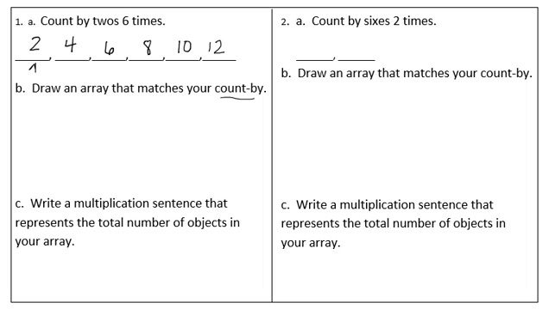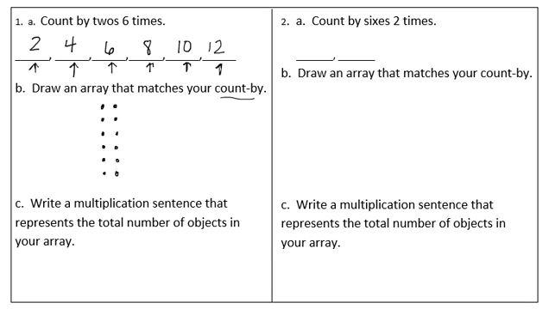Well, I know that when I skip count, each number shows another group of 2. So my array is going to show those groups of 2. Each group is going to be a row by itself. So I have 2, another row of 2 is 4, another row is 6, 8, 10, and 12.